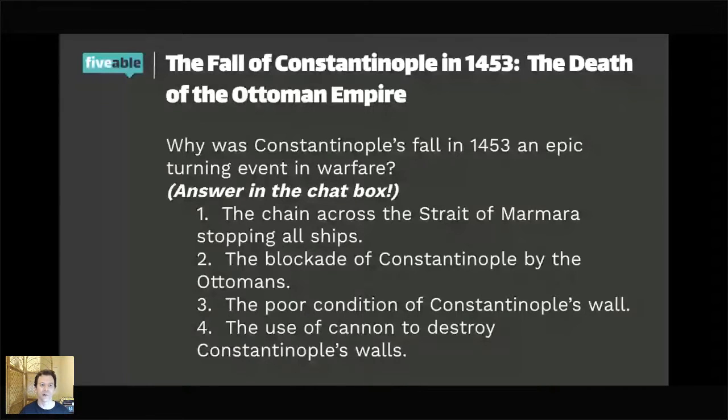Why is Constantinople's fall in 1453 an epic turning event in warfare? So let's answer in the chat box. Is it A? Is it number 1, chain across the Strait of Marmara, stopping all ships? 2, the blockade of Constantinople by the Ottomans? 3, the poor condition of Constantinople's walls? Or is it 4, the use of cannon to destroy Constantinople's walls? Oh my goodness, we are getting all kinds of great feedback here. Oh my goodness, this is almost unanimous.